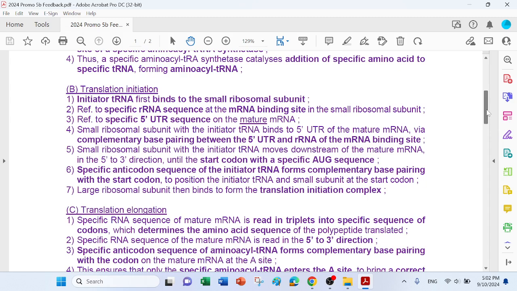So we have the specific rRNA sequence in the mRNA binding site in the small subunit. And point 3, we also have the specific sequence of the 5' UTR on the mature mRNA. Mature mRNA because this is eukaryote, right? And we know that before this, there will be post-transcription modification that will have already happened. So the mRNA that we are talking about is a mature mRNA. Okay, so by right, I should be looking for mature, but then I did not.